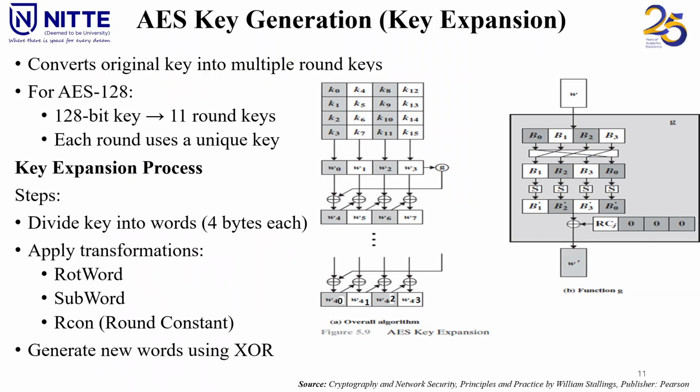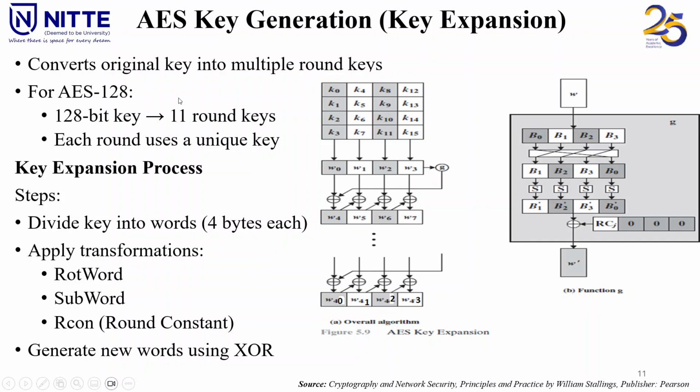Now let's try to understand how the AES key generation works. Round 0 will have 16 bytes, and round 1 will have another 16 bytes. Likewise, for however many rounds there will be, that many bytes of key we are going to generate from the original key. So how are we going to expand this? Here, the original key converts into multiple round keys.